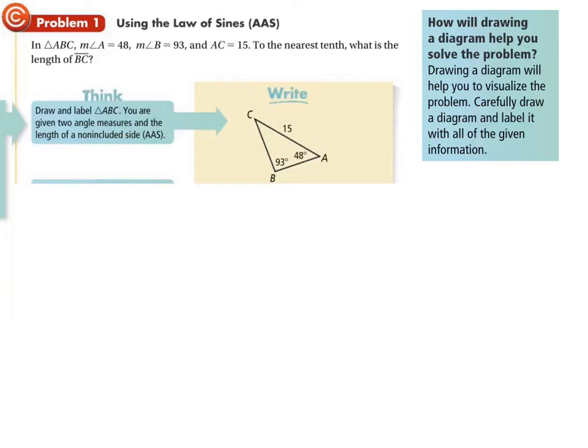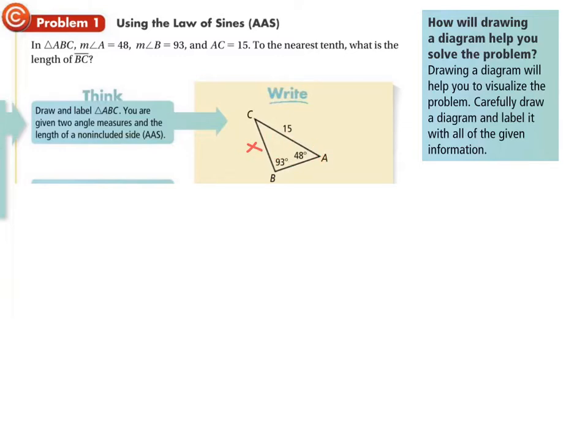Measure of angle A, 48. Measure of angle B, 93. AC, 15. They're asking about BC, so let's put a little mark here for BC, which is this one right here. I'm going to call it X. And notice what you've got here. You've got an angle opposite side pair and an angle opposite side pair. When I say you've got it, I mean you either have that information or it's something you're looking for. I'm going to count this as valuable to us because it's one of the pieces of information we need to include, even if it's a variable at the moment.